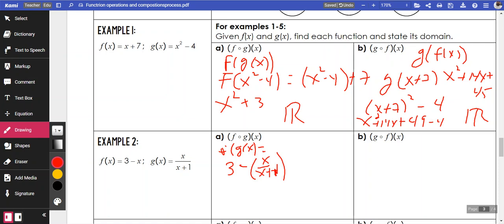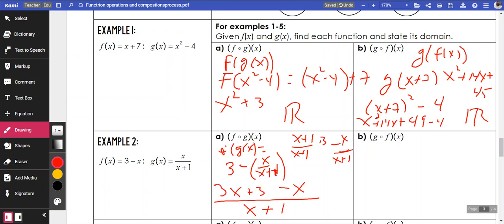Now we have to actually multiply that 3 by x plus 1 over x plus 1 so we can subtract it from this guy. Do you remember that from last unit? So then this gives me 3x plus 3 minus x all over x plus 1. Now when you do that, you get 2x plus 3 all over x plus 1. Now what's this guy's domain? This domain is good to go except x cannot be negative 1.